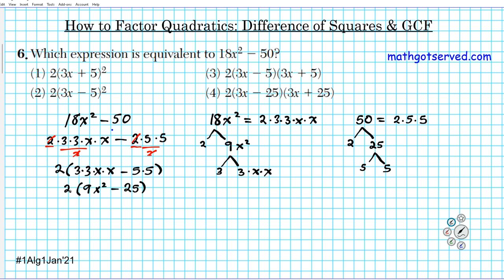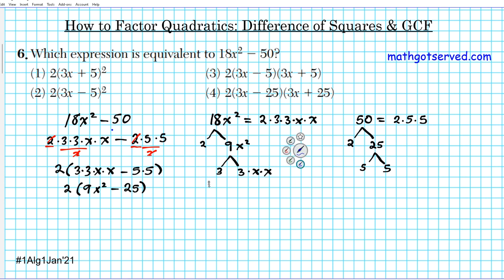So we factored out the GCF, which is 2, from this quadratic binomial, and we're left with 9x squared minus 25. Now, what do you notice about these two terms? They are both perfect squares. So whenever you want to factor the difference of perfect squares, you use the difference of squares formula. Okay, so what is the difference of squares formula? Well, let's write that down.